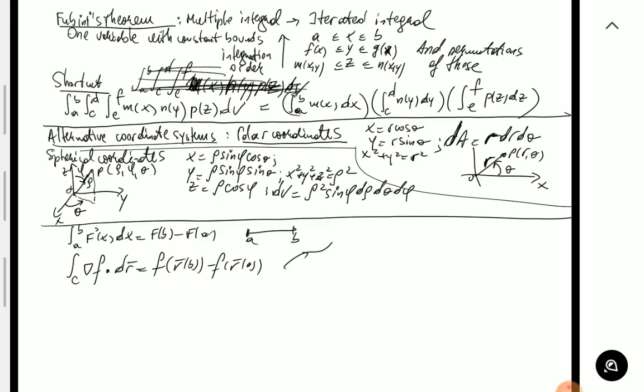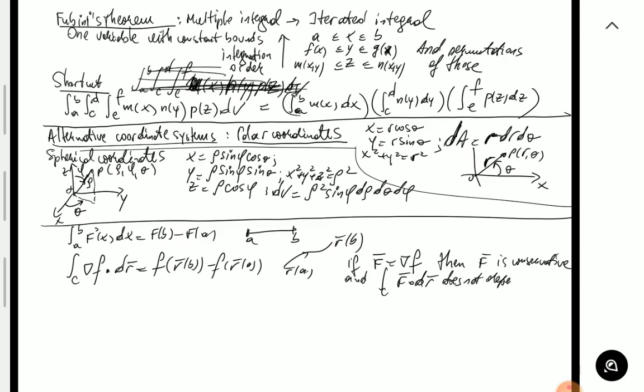Right, so the line is going from the position vector r of a to r of b. And remember, the important consequence of this type of relationship is that if you have a vector field that is the gradient of another field, then F is conservative, and the line integral does not depend on the path, only on the endpoints of the curve.